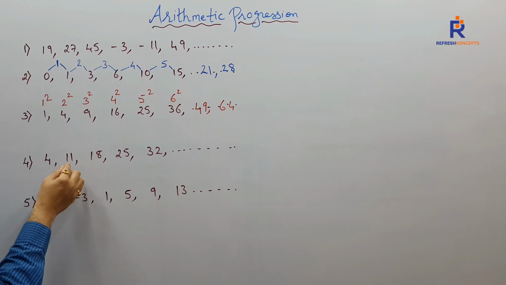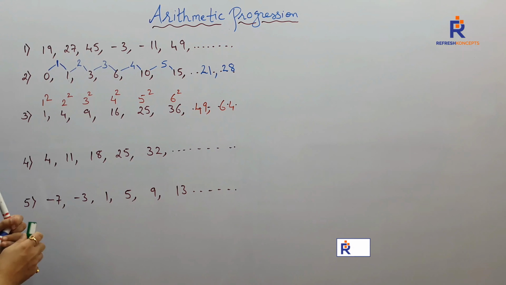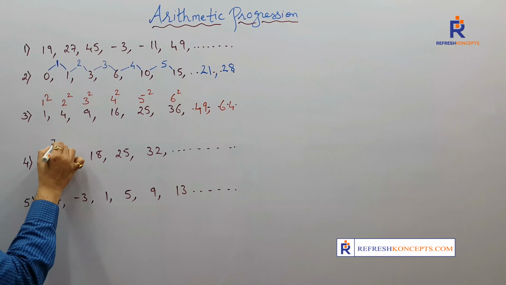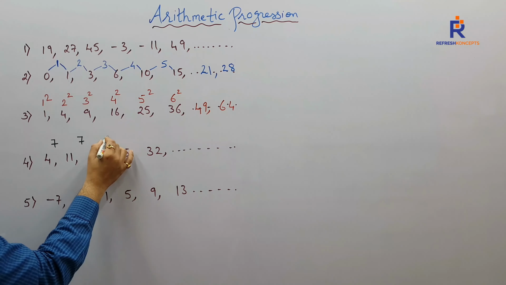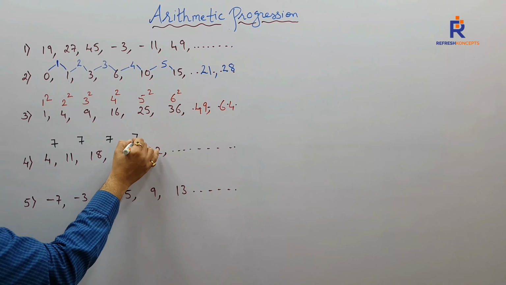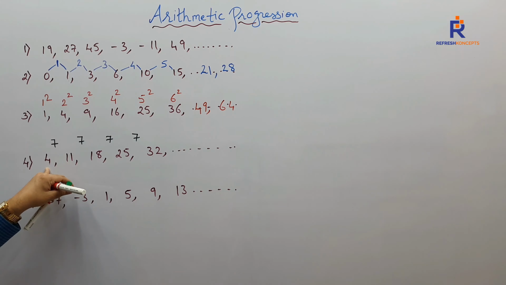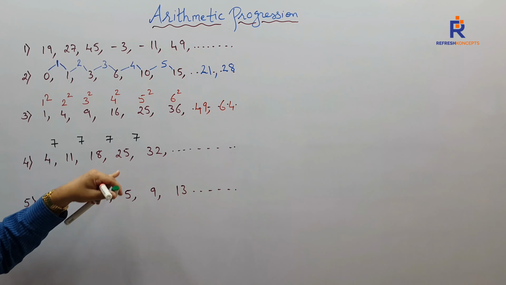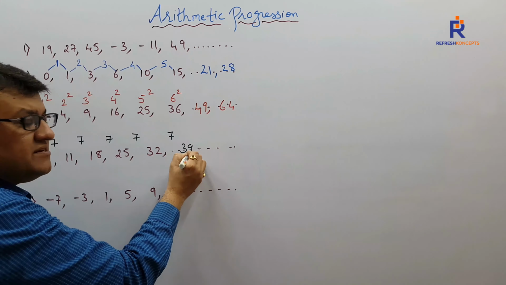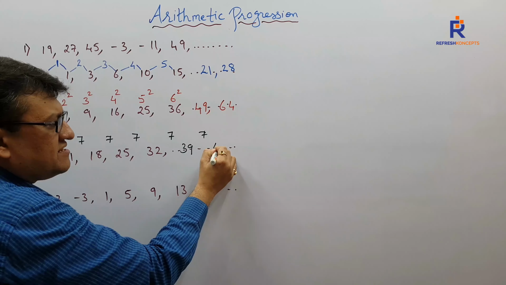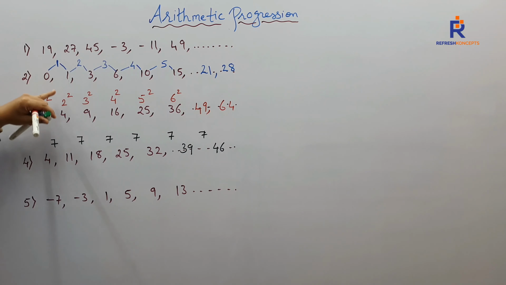The difference between the second and the first is 11 minus 4, answer is 7. 18 minus 11, answer is 7. 25 minus 18, 7. 32 minus 25, 7. That means every number differs by 7 from the number just before it. So are you in a position to predict the next number? Yes, certainly. Plus 7, so 39. Plus 7, so 46. Now try and understand the definite pattern which I was talking about.